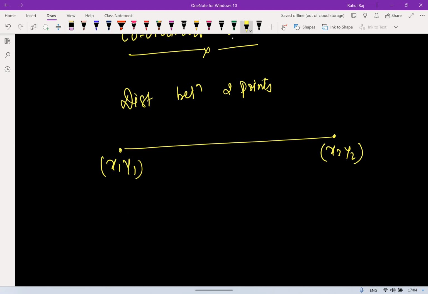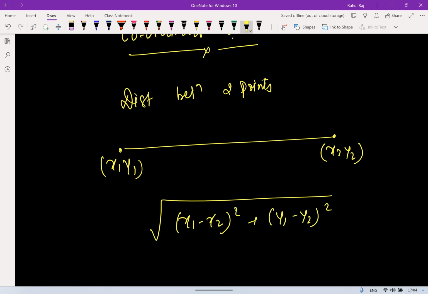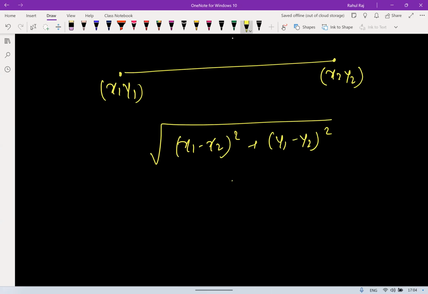In fact, in my exam, this was the first question of math. They have given 2 points and asked me to find the distance. So there is x1, y1, x2, y2. What is the distance formula? So I can say square root of x1 minus x2 whole square plus y1 minus y2 whole square. This is distance between 2 points. Or we can say x2 minus x1 whole square plus y2 minus y1 whole square.